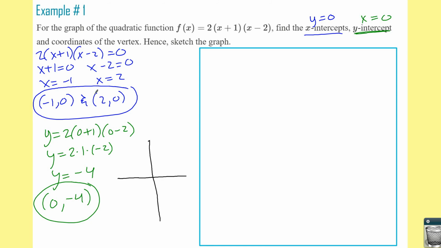If we visualize it, I should have done this in the first place. If we graph our x-intercepts, we get negative 1, 0, and we get 2, 0. Then you have your y-intercept at 0, negative 4. That's not as important. What is important is remembering that this graph is symmetrical. So if I have a point here and a point here, then I best have my axis of symmetry right in the middle.